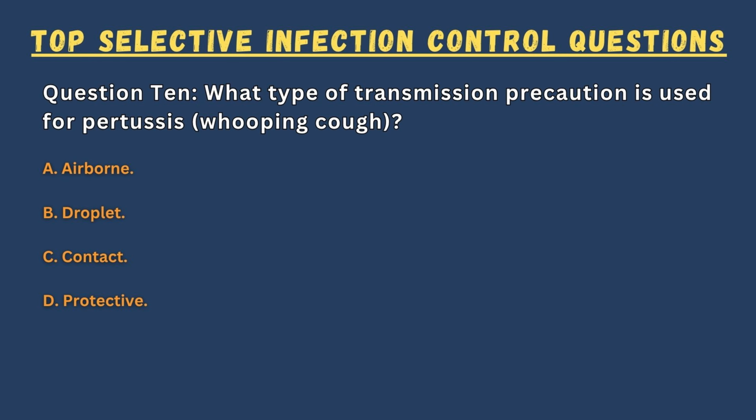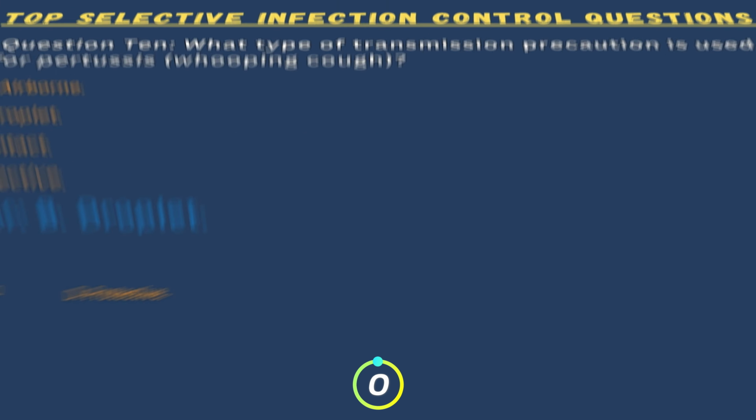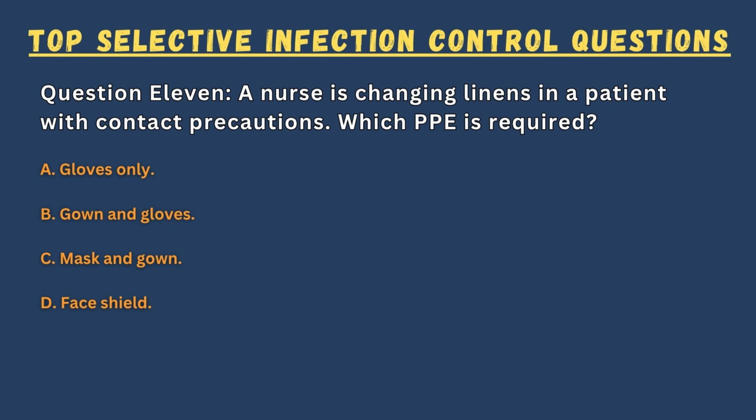Question 10. What type of transmission precaution is used for pertussis, whooping cough? A. Airborne. B. Droplet. C. Contact. D. Protective. Answer. B. Droplet.